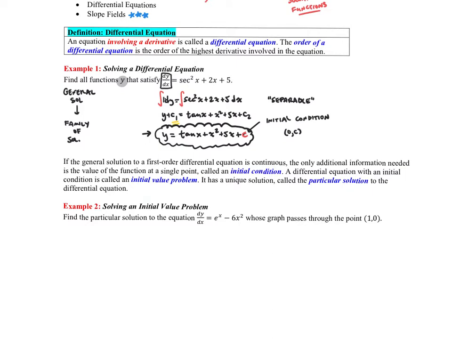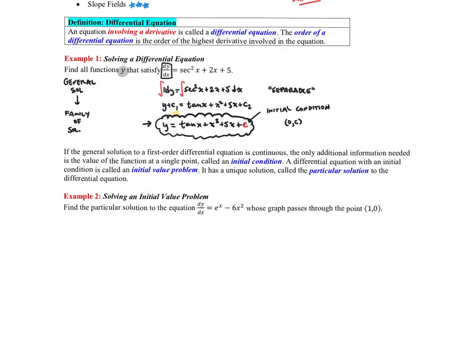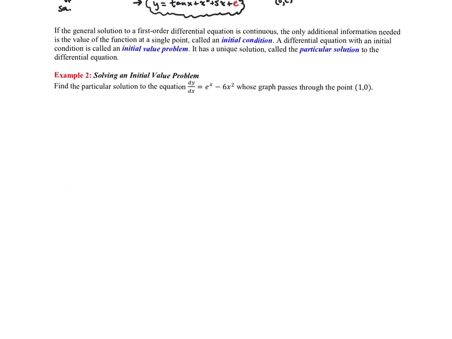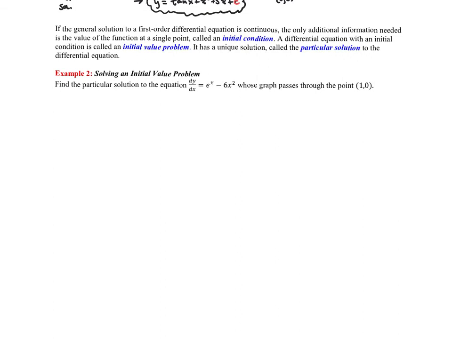All right, so we're going to look at going from a general solution, like we did here in example 1, to a particular solution in example number 2. If the general solution to a first order differential equation is continuous, the only additional information we need to find the value of the particular solution, or the function at a single point, is called the initial condition.